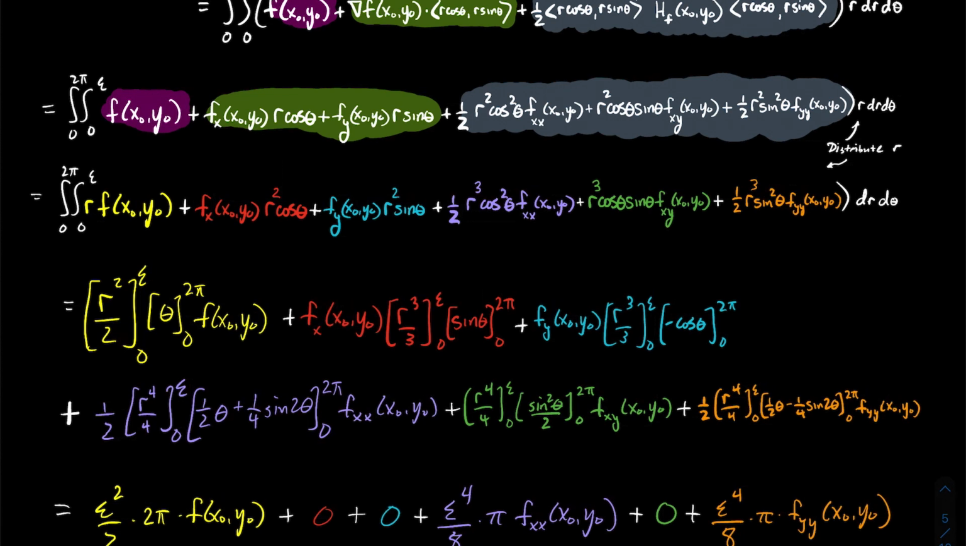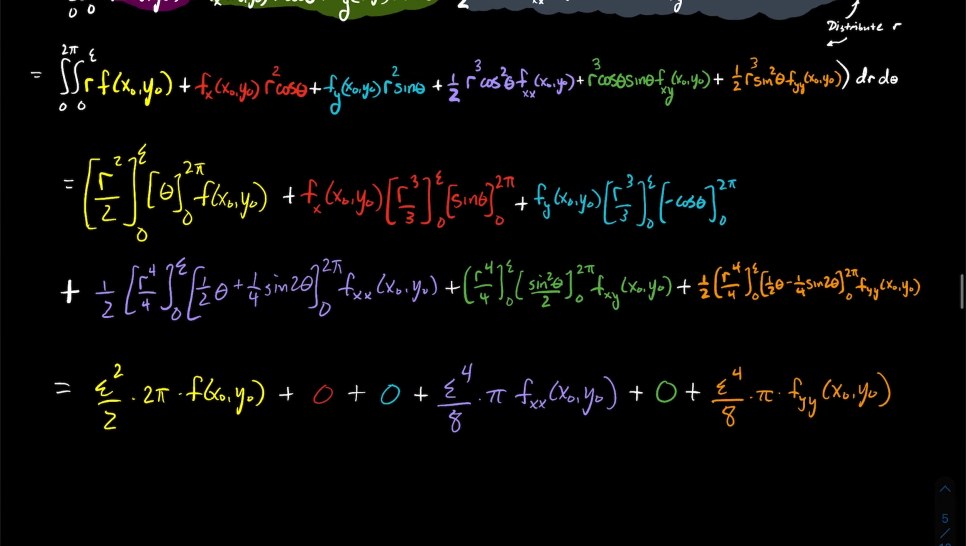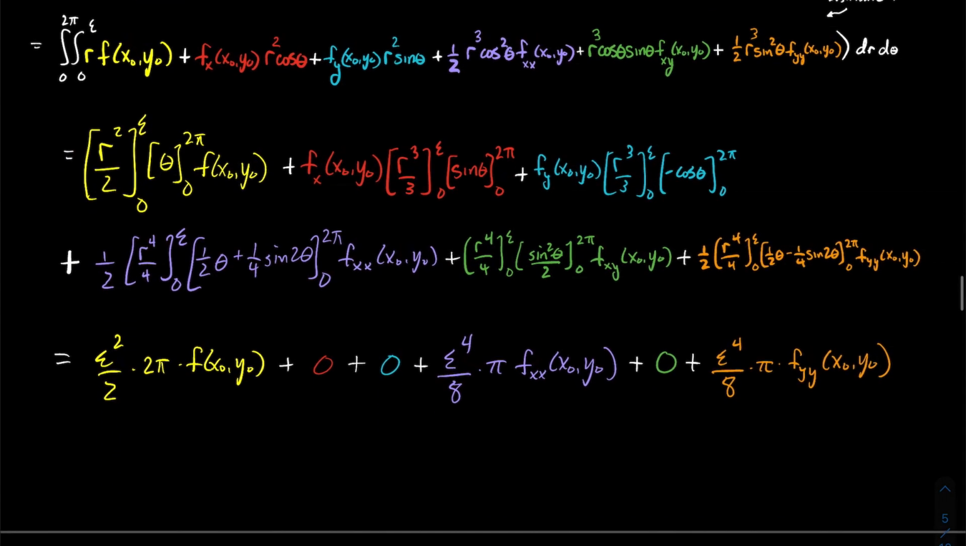So when you plug in these things, you should just get your epsilon to the 4th over 4, and then you should get times 2 pi over 2. So in other words, times pi, times your second partial with respect to y. So if we clean this up a little bit and get rid of some of the zeros, I hope the color coding helped you track where the zeros came from.